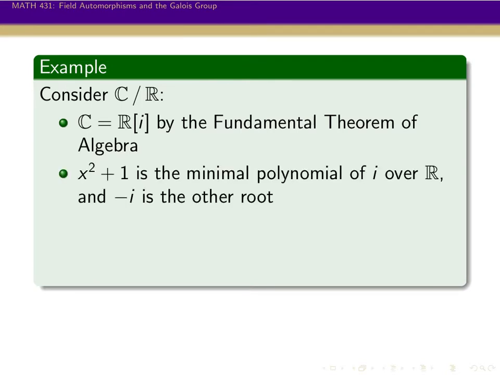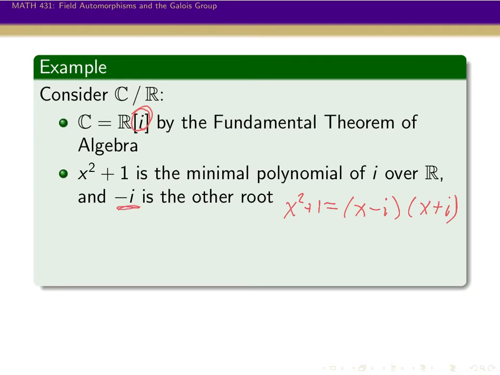Well, i, its minimal polynomial over the real numbers is x squared plus 1. And so i is the root of it, and minus i is the other root. And so this is just coming from x squared plus 1 is equal to x minus i times x plus i. And so i is our only generator for this extension, and there's only one other place i can go, which is to minus i.